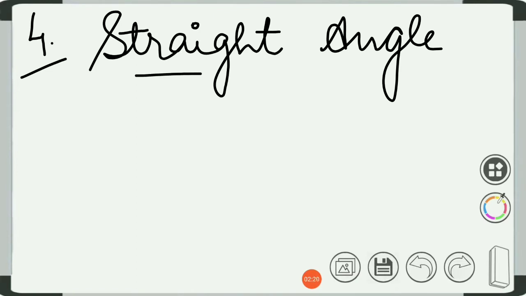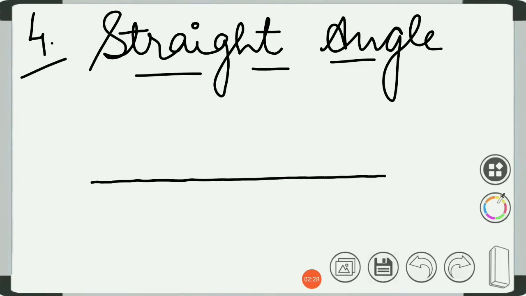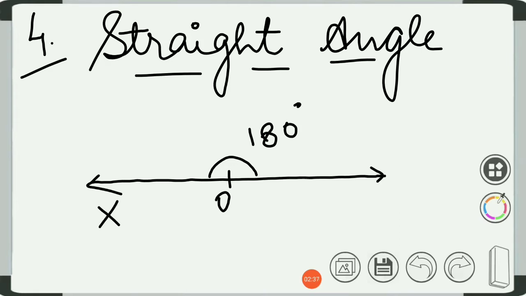Now straight angle. What is a straight angle? An angle whose measure is exactly 180 degree. 180 degree means on a straight line. This is an angle and its value is 180 degree. Angle XOY lies on a single line, which is 180 degree. Straight angle means an angle whose measurement is 180 degree. And we measure angles in degrees. We always use degree.